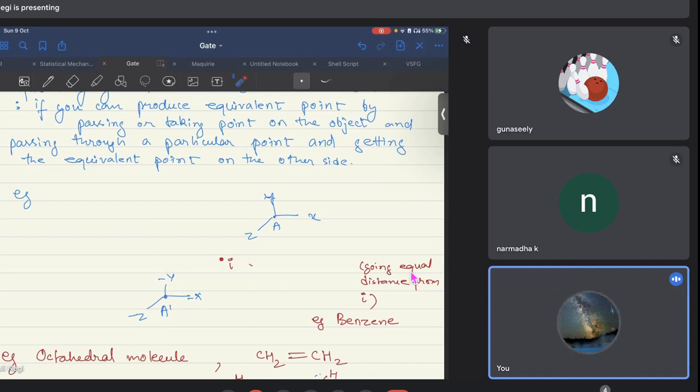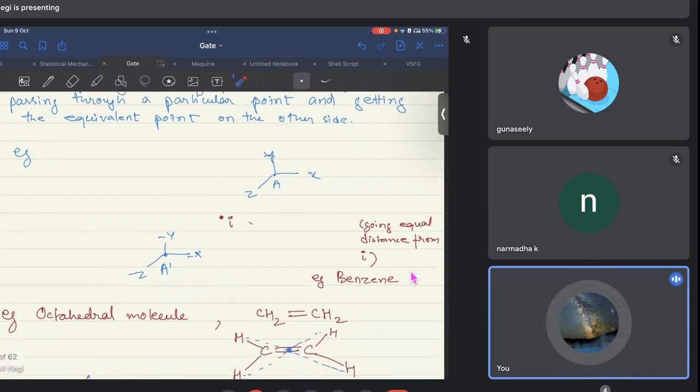And how? Because if I go in an equal direction from this particular point, I will have a reflection of this at an equal distance, which is A. So going an equal distance from i, I will get the center of symmetry. This is the center of symmetry, which is denoted as i.